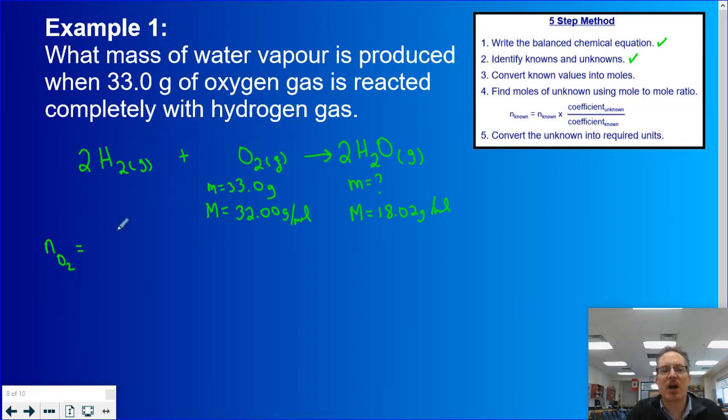So, to find the moles of oxygen, we know the formula is mass over molar mass. So, I'm going to take my mass that I've organized already, 33.0 grams. We're going to put it over top of 32.00 grams per mole. And we're going to get a number of, so 33.0 divided by 32.00. I have 3 sig digs, so my answer will be 1.03 moles.